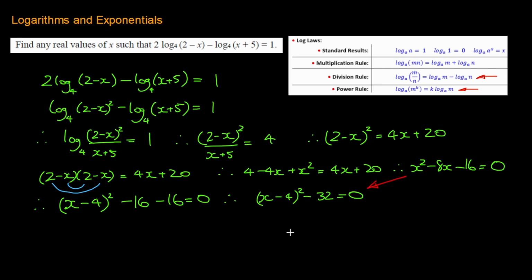quadratic here. The advantage of this is that it will pop out the roots very quickly. So therefore I can say that x minus 4 squared is equal to 32. Coming down here, we get x minus 4 is equal to plus or minus the square root of 32. So putting the 4 on the other side, we get x is equal to 4 plus or minus.